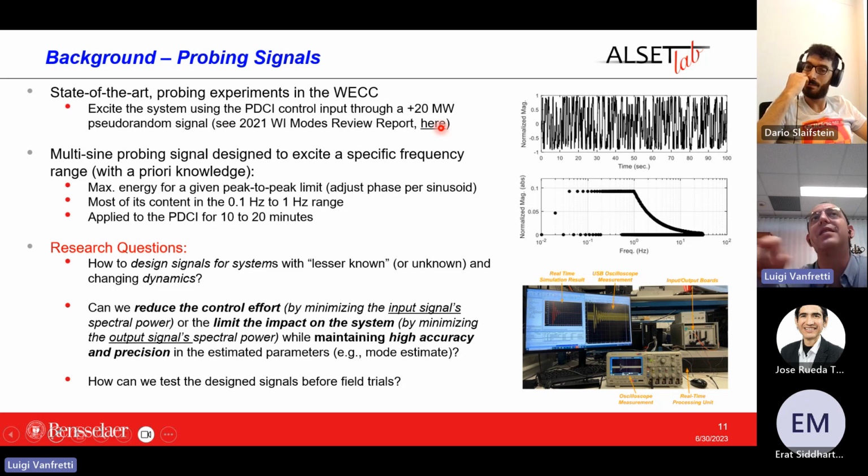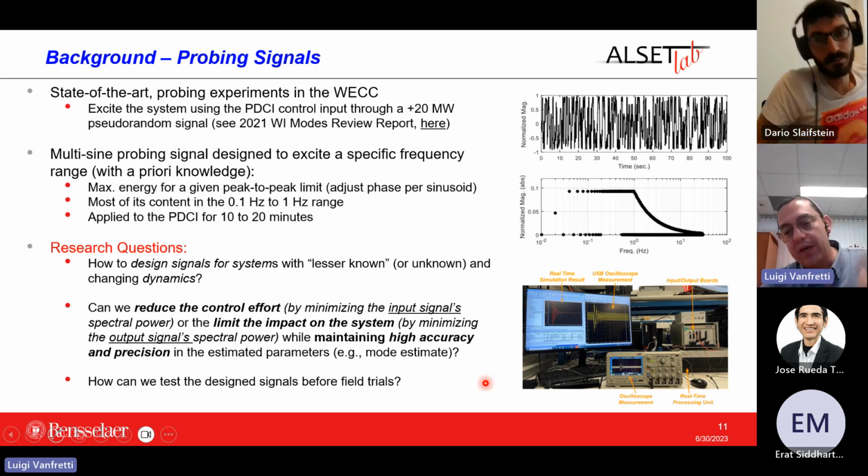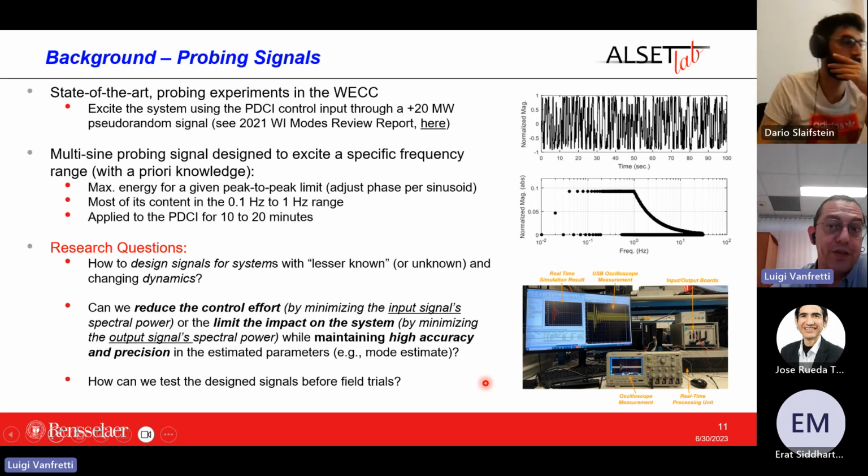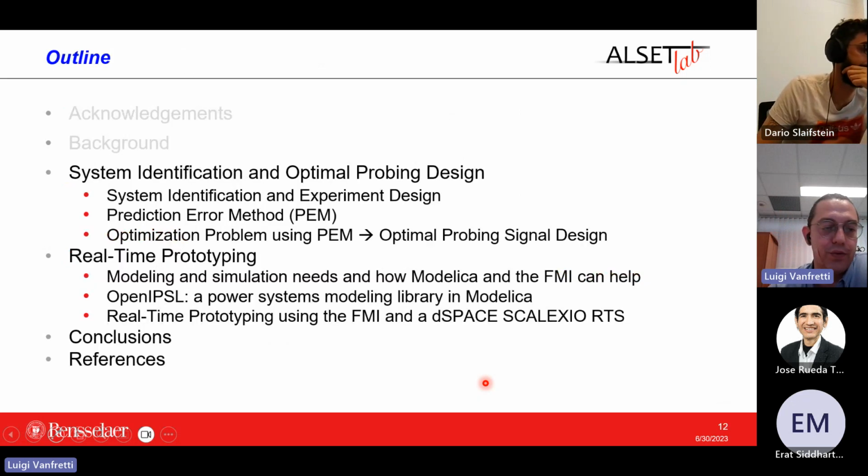So our mode estimates should be of high quality. And finally, the last research question is, how can we test the design signals before we attempt a field trial? So how can we do this closer to reality with hardware-in-the-loop simulation? So that's what we wanted to show.